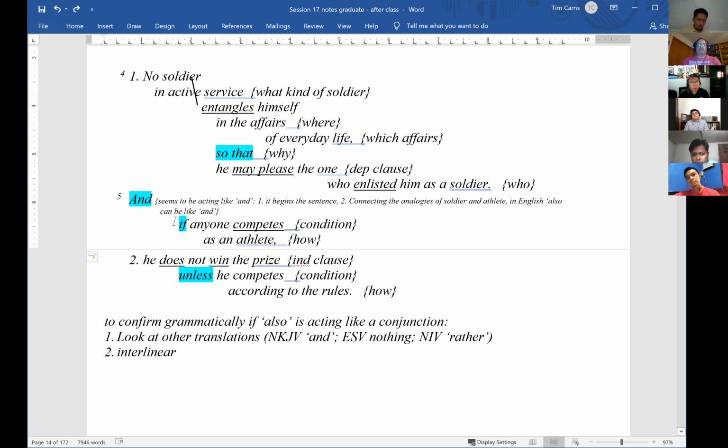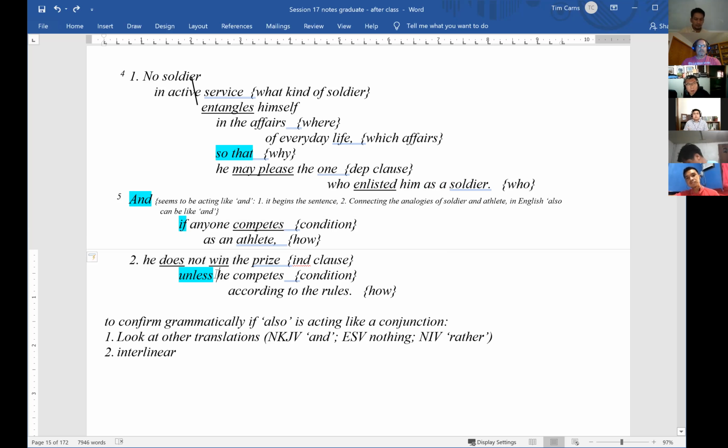The second point, and he does not win the prize, is the second independent clause. Now notice this independent clause has a subordinating conjunction connected to it, and it gives the condition. He does not win the prize if anyone competes as an athlete. Now what does that mean? That would take some more work to interpret, but I'm just trying to show you grammatically. I know that "if anyone competes" is a dependent clause, introduced by "if," which is a subordinating conjunction. Therefore, it's modifying the main clause somehow, most likely: he does not win the prize.